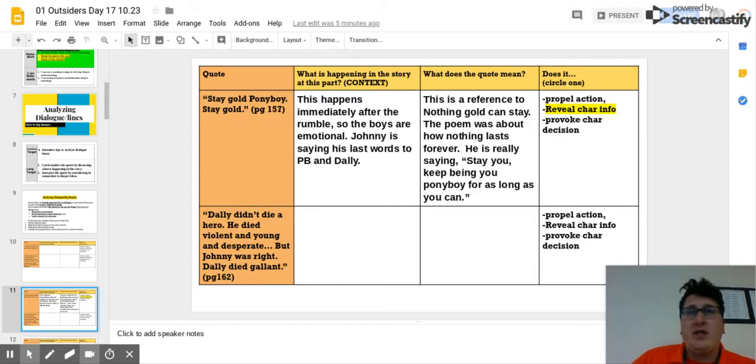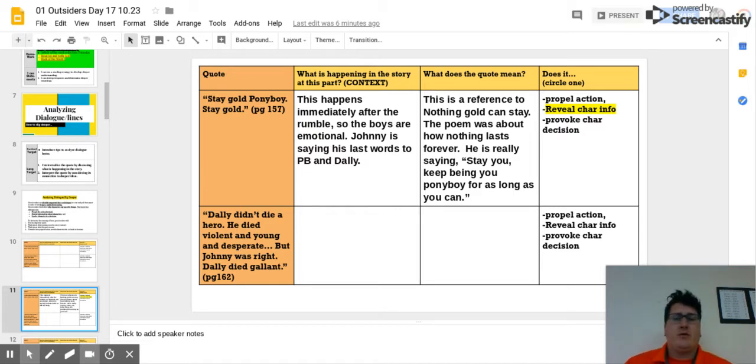On the quizzes that I've seen so far, that's where a lot of us stop. We just focus on the surface. But now let's talk about what that quote actually means. In class, we discussed how this is a reference to the "Nothing Gold Can Stay" poem that they read in chapter 5. That poem was about how nothing lasts forever. So what Johnny's really saying is, you need to try and stay you. Just keep being you, Ponyboy, for as long as you can. Stay gold. This is his advice to him. He wants to show how he cares and that he knows Ponyboy. So he's really revealing information about Ponyboy and about Johnny. That's why we say it reveals character info.